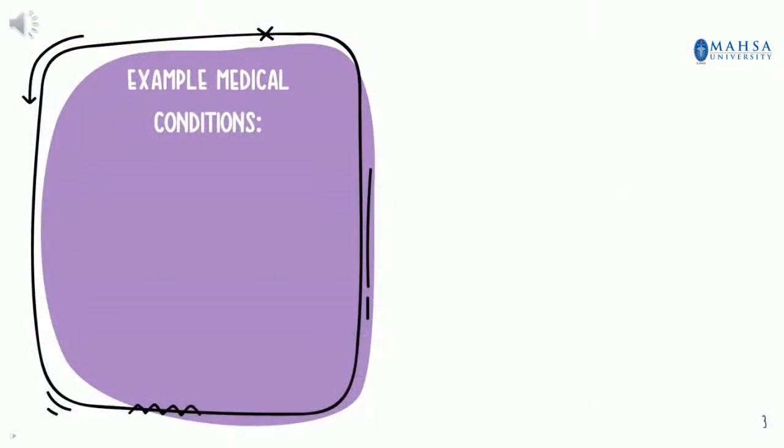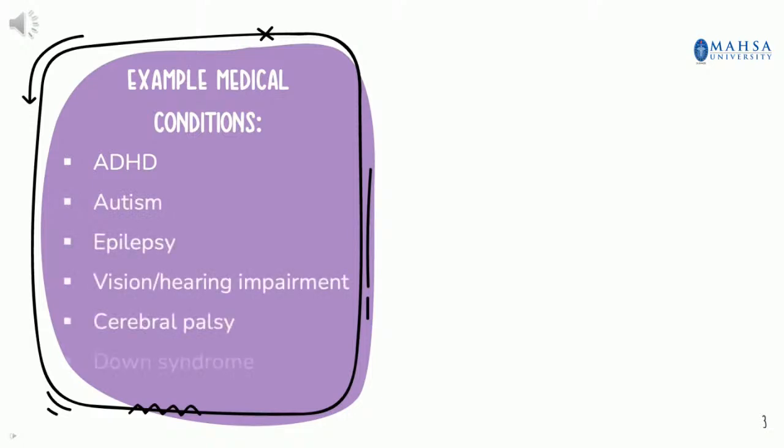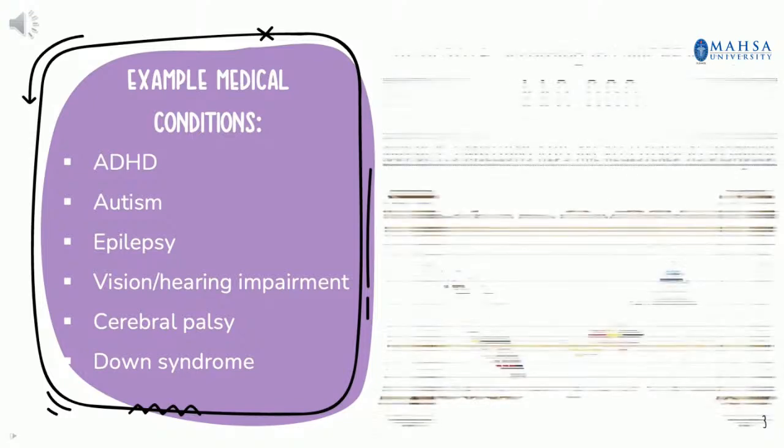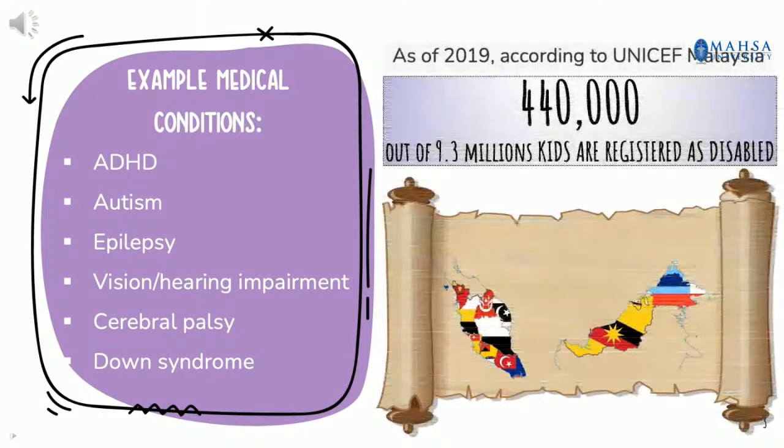Some of the medical conditions that may include these children under this category are ADHD, also known as Attention Deficit Hyperactivity Disorder, autism, epilepsy, vision or hearing impairment, cerebral palsy, and Down syndrome. According to UNICEF Malaysia, as of 2019, there are 440,000 out of 9.3 million total kids in Malaysia who are registered as disabled. But note that the number could be higher, possibly due to lack of resources or poverty.